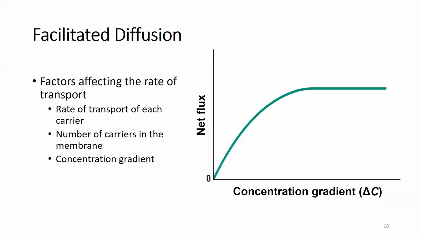Let's talk about factors that affect the rate of facilitated diffusion. Firstly is the rate of transport of each carrier. Different carriers, different cell types, different functions, have different rates of transport. If we take the GLUT4 transporter, for example, it can transport 10,000 glucose molecules per second across the membrane. So the rate of each transporter will determine the rate of facilitated diffusion, and that differs by tissue types, by cell types.